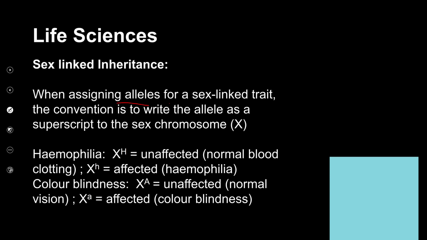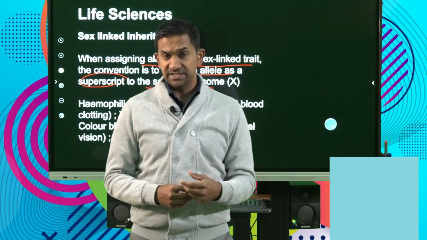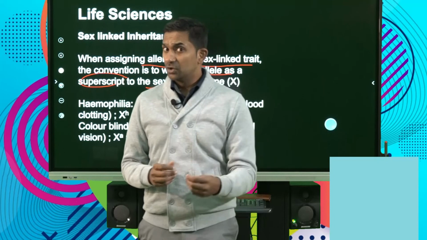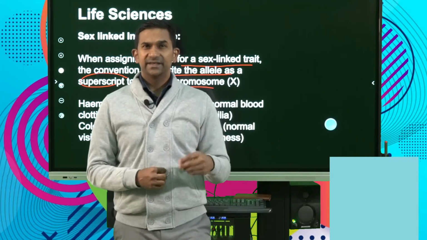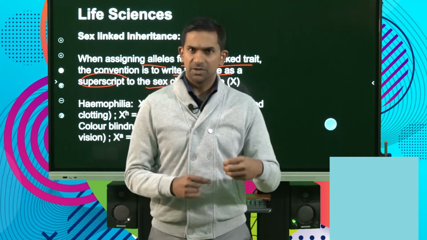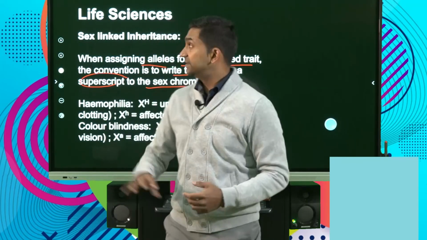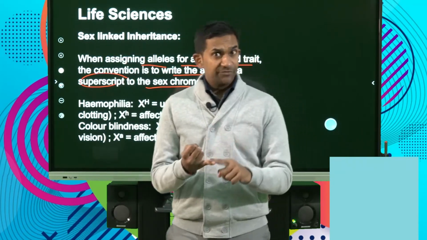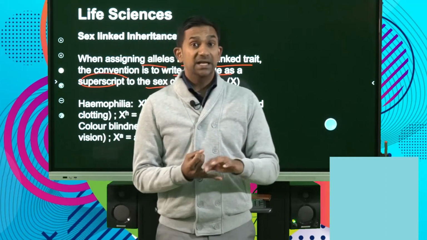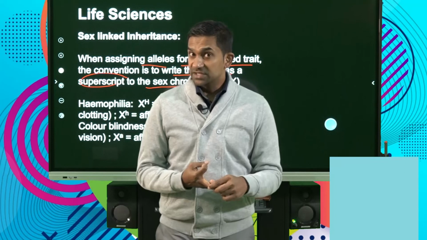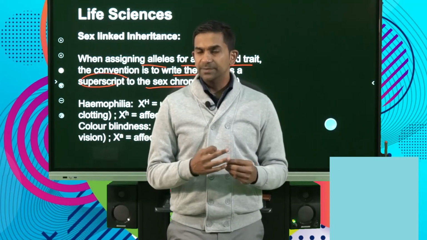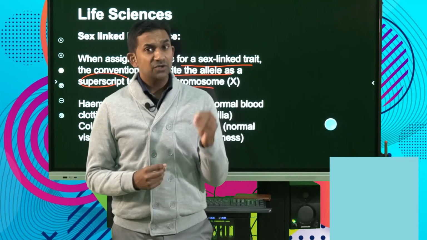When assigning alleles for sex-linked traits, the convention is to write the allele as a superscript on the sex chromosome. We're going to unpack that by referring to some characteristics that are sex-linked. It's important that you take note of a few of these genetic disorders that are sex-linked. It does help when you know these, because when you read this in the context of an exam or test, you know immediately that this is a pattern that needs to be sex-linked. So hemophilia is one example. Color blindness. Cystic fibrosis is another example.